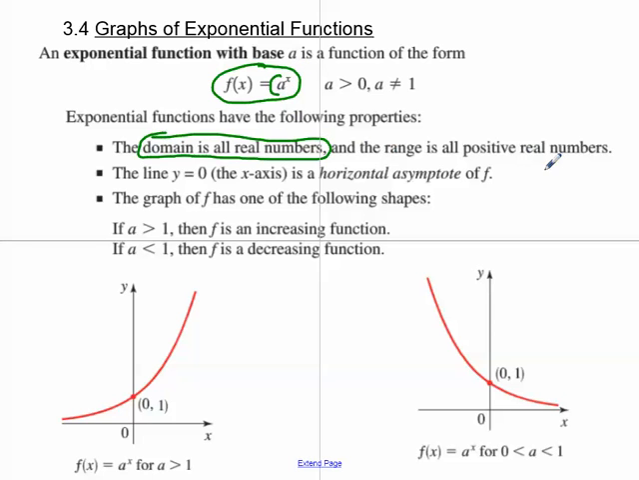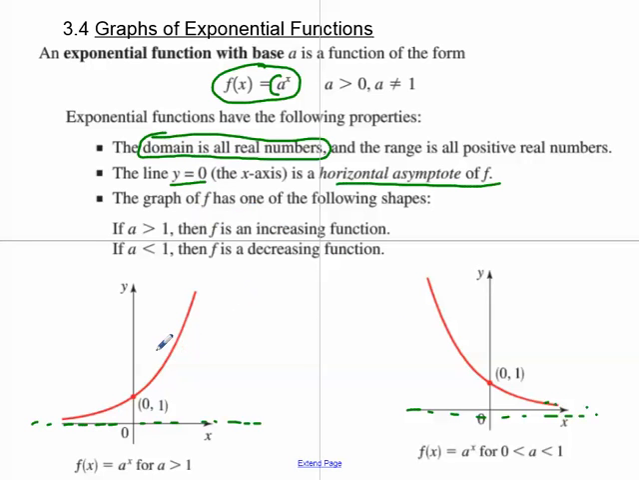And the range is all positive real numbers, because our asymptote is right down here. There's our asymptote. We'll approach that line, but never touch it. Here's our asymptote over here. We'll approach it, but never touch it. So there's our horizontal asymptote at y equals 0, essentially the x-axis.